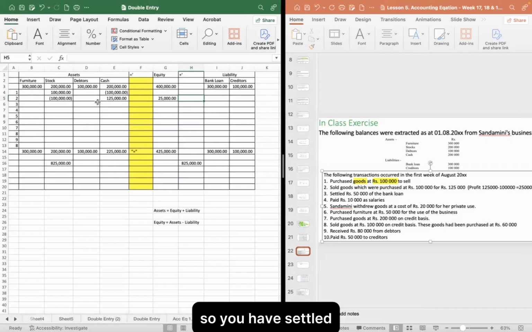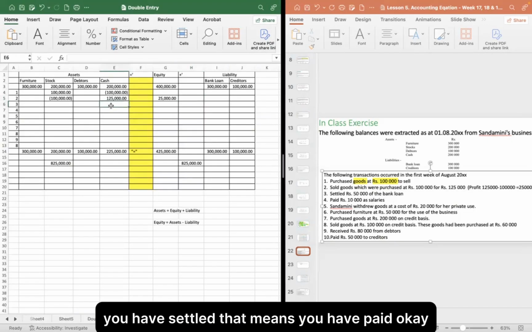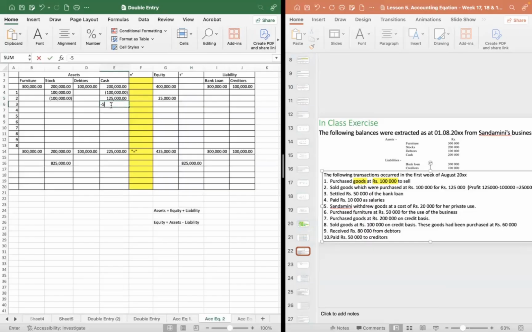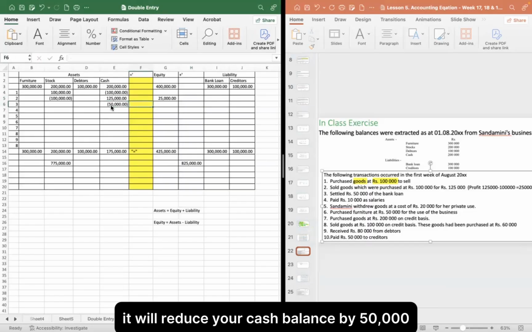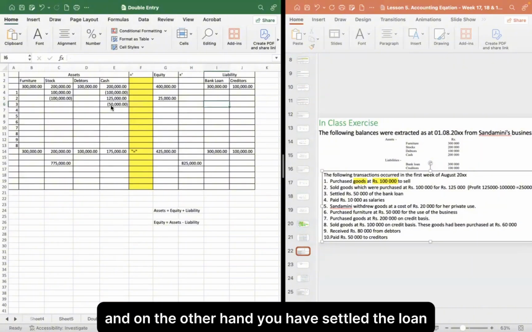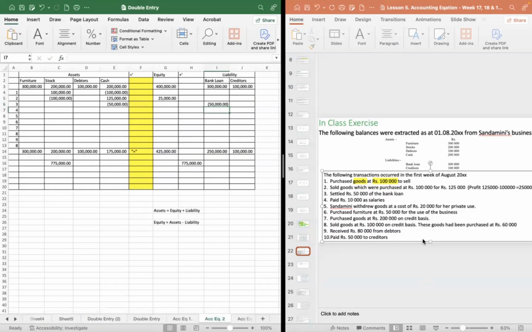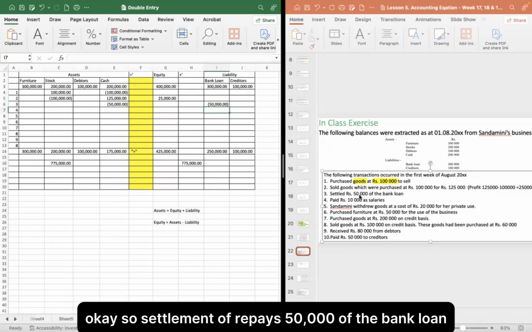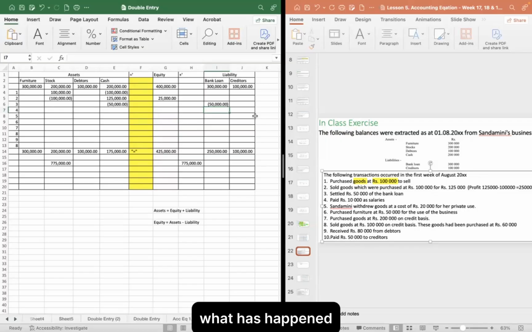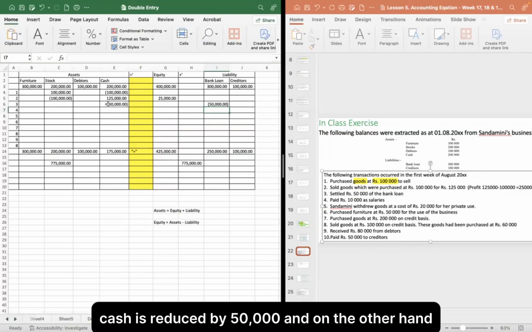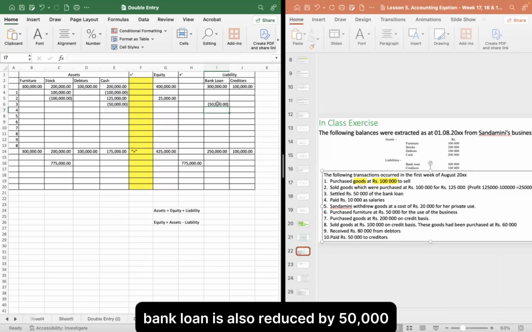Okay, so you have settled. That means you have paid. If you have paid, it will reduce your cash balance by 50,000. And on the other hand, you have settled the loan, so your loan is also settled by 50,000. Okay, so settlement of rupees 50,000 of the bank loan. What has happened? Cash is reduced by 50,000, and on the other hand, bank loan is also reduced by 50,000.